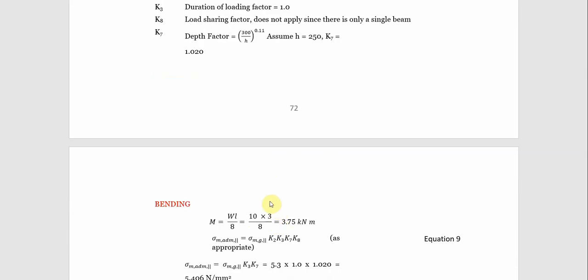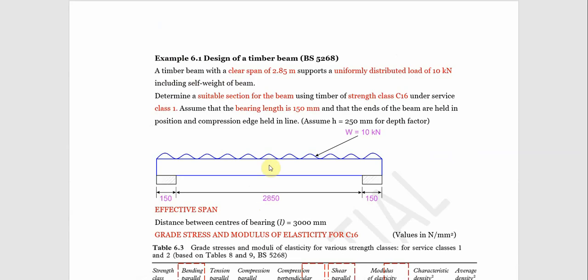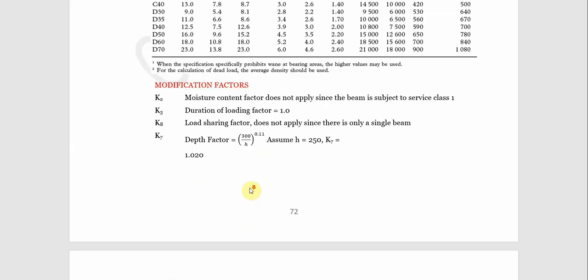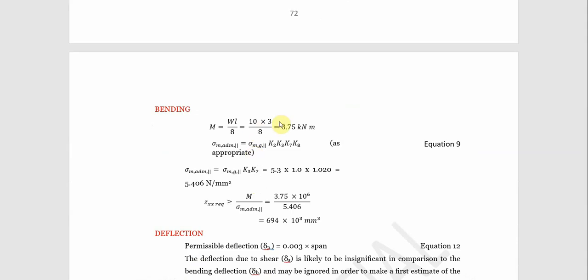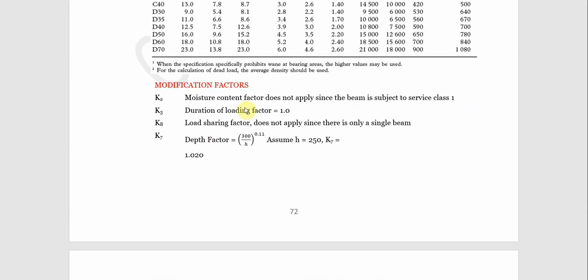So let us look at the bending. The bending is very simple. Our normal bending moment is WL over 8 for uniformly distributed load. Since we have 10 kilonewton here, and our L is 3 meters, 10 times 3 over 8, we have it as 3.75 kilonewton meter. So the sigma m admissible is equal to sigma m times K2, K3, K7, K8, and I told you earlier that it is only K3 and K7 that will be applicable.